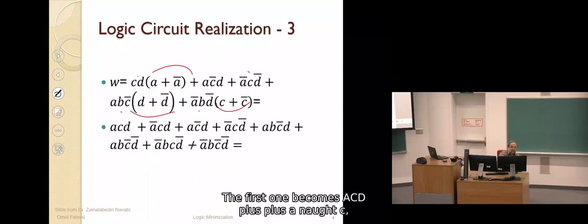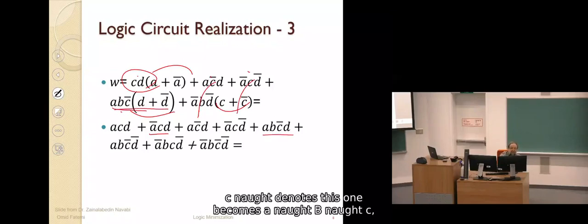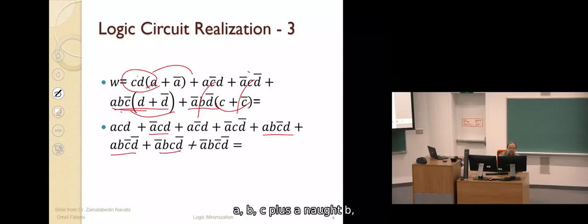The first one becomes ACD plus A naught CD. The second one, okay, the same, A naught C naught D naught. This one, AB C naught D plus AB C naught D naught. And this one becomes A naught B D naught C plus A naught B C naught D naught. Okay? Up to here, I just added ones, ANDed with ones, and then made distributive.